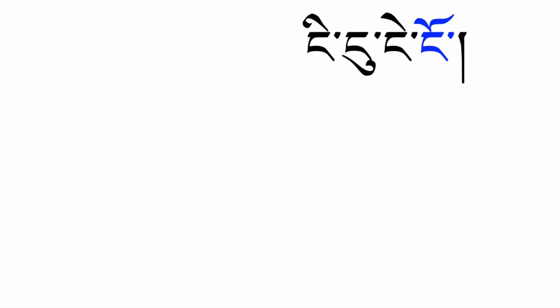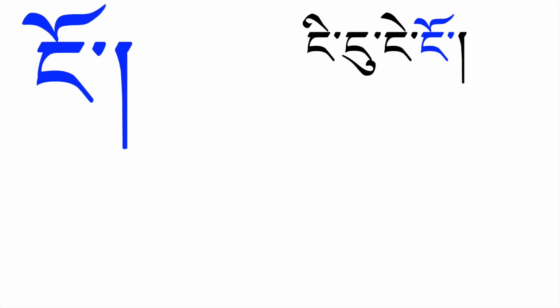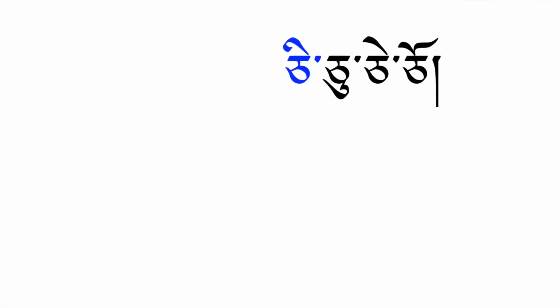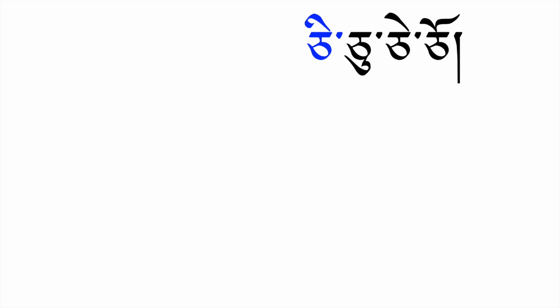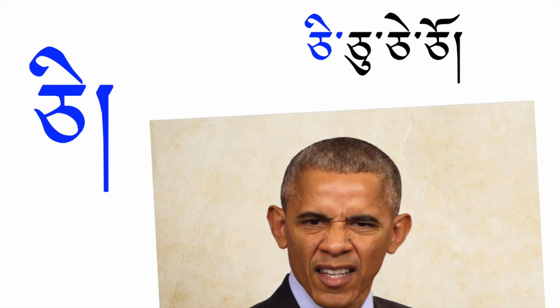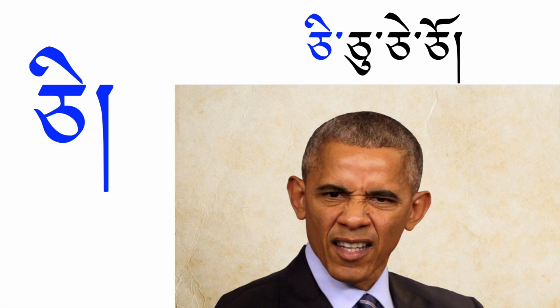The next one is nga naru ngo. What is the meaning of nga naru ngo? Meaning is face. Nga naru ngo. Meaning is face. The next one, cha kiguchi. What is the meaning of cha kiguchi? Can you see the expression of Obama face? That means what?